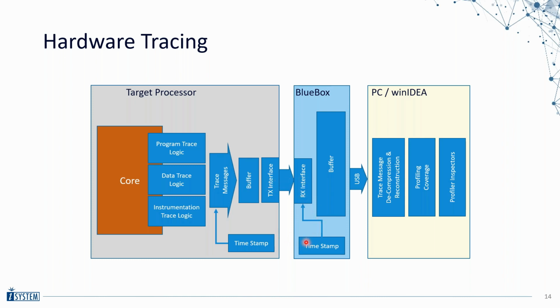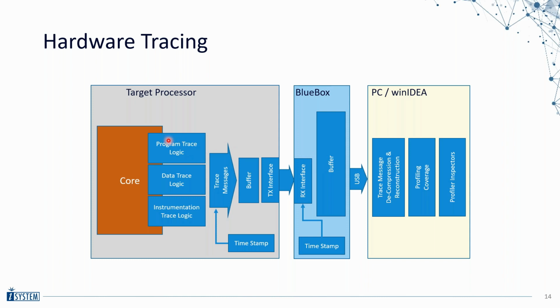On some architectures, the timestamp is actually not added on the chip, but in the blue box, so that's why it says timestamp. So timestamp generation might be here on the target or here inside the blue box. There's another buffer, and then the data is sent off to the PC, where we can do all this fancy analysis that we saw on the previous slides. So this is how the trace process works.